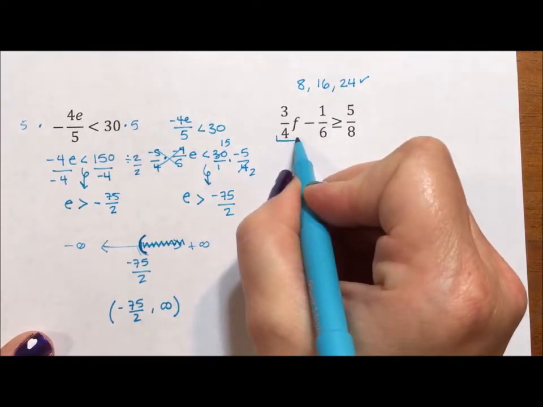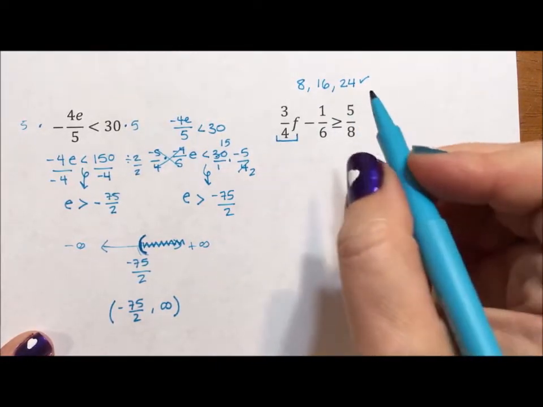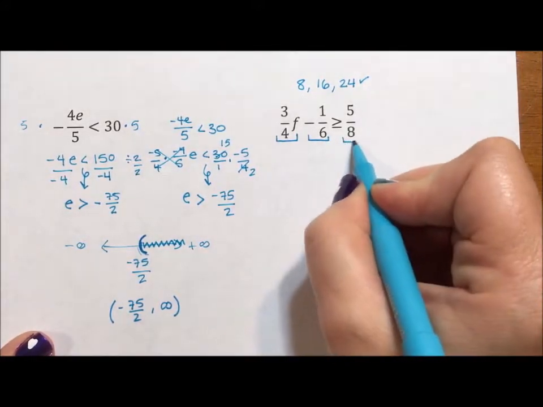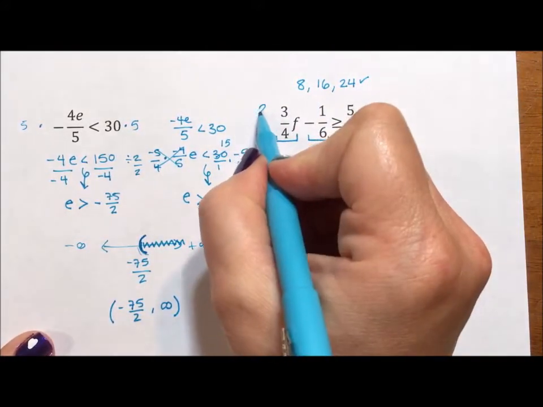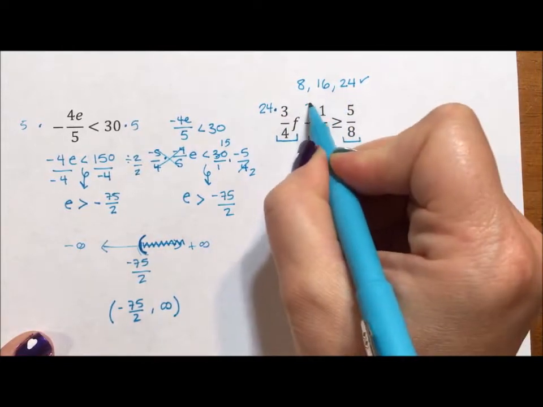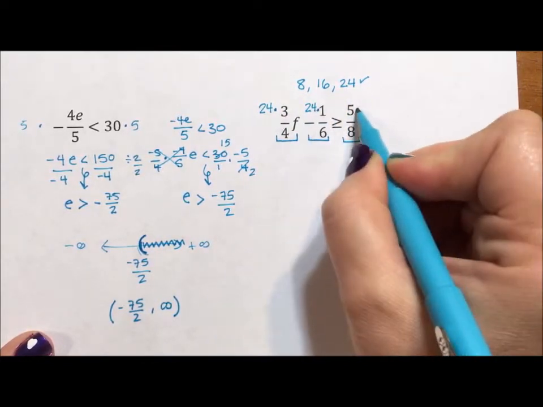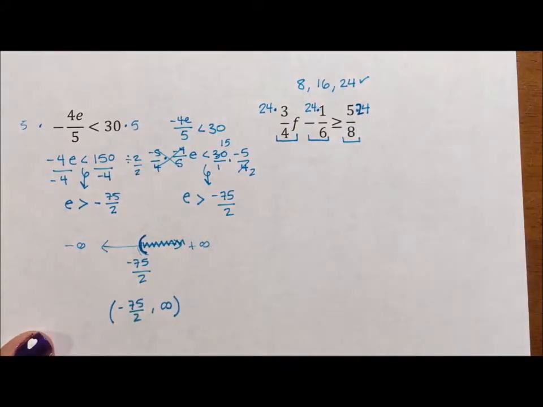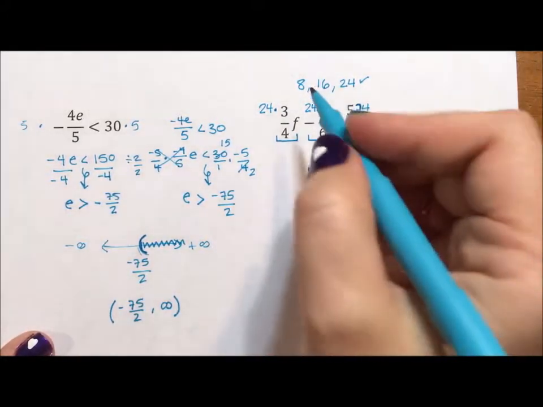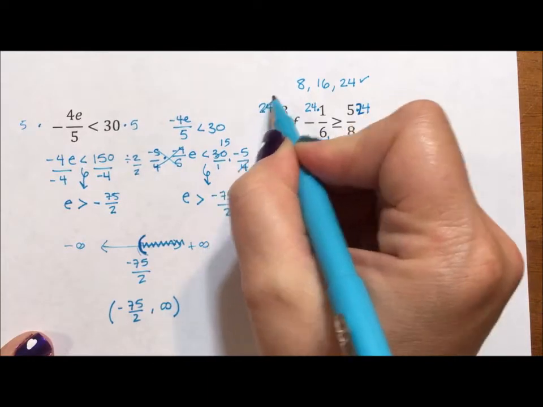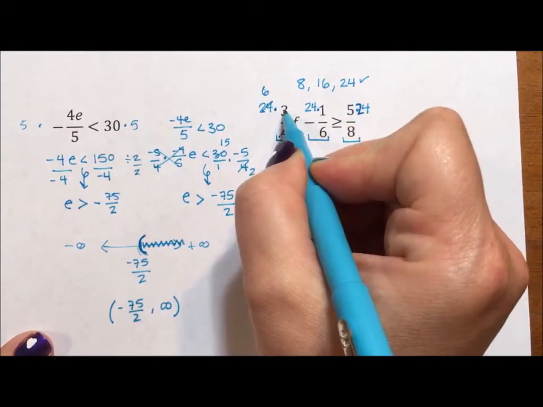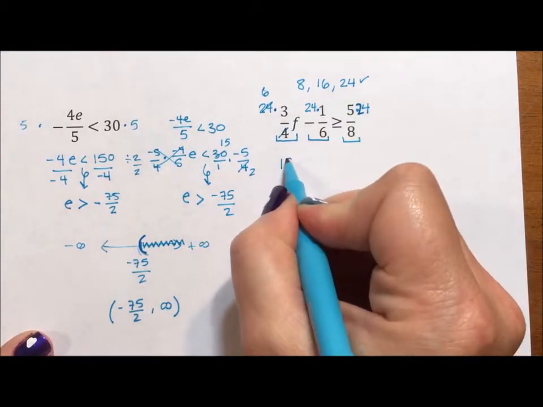I have three terms here, 3/4 f, negative 1/6, and 5/8. I'm going to multiply 24 to each of my terms. It's the same as multiplying both sides by 24. I'm just automatically distributing it per term. And the reason I do this is because then I can say 4 goes into 24 6 times. 6 times 3 is 18, and I have 18f.